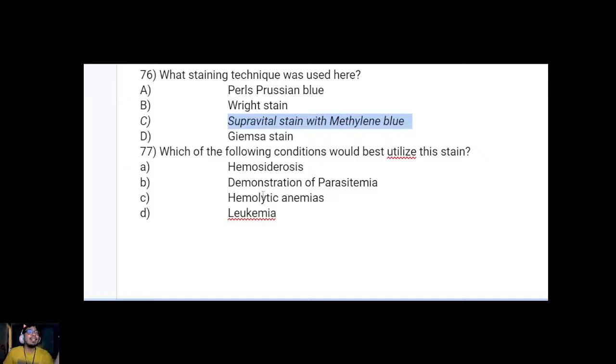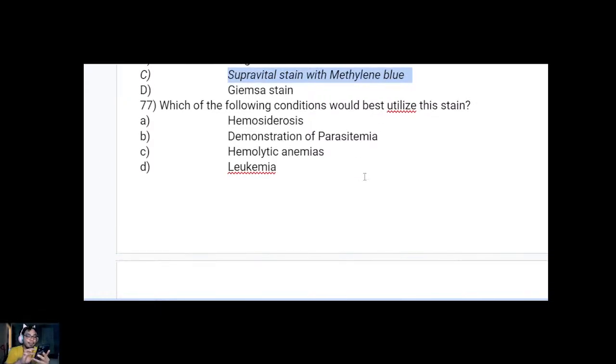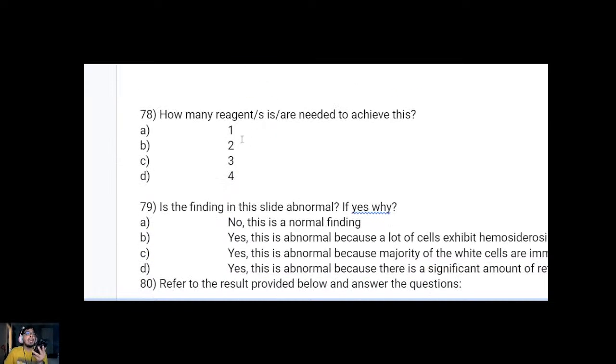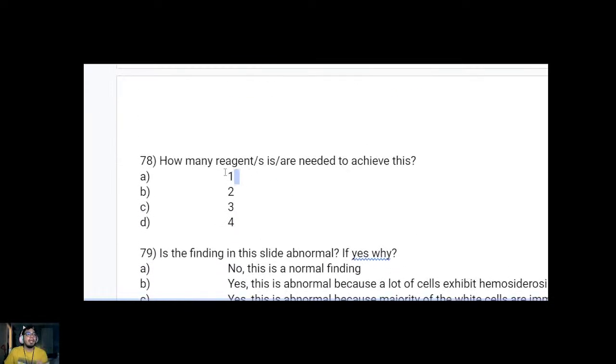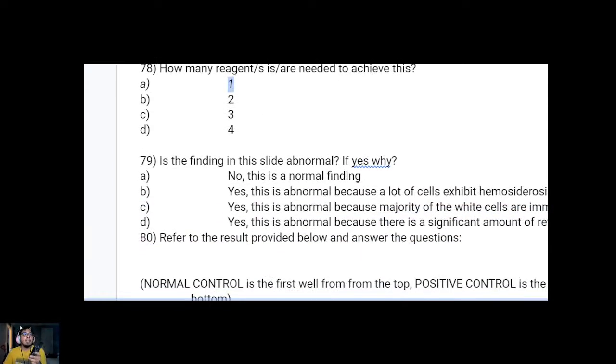Which of the following tests would be best used with this stain? It's for hemolytic anemias. Okay, that's the correct answer. Tama ba 77? Madami nagkamali kasi akala nila hemosiderosis daw. Okay, how many reagents are needed to achieve this? There's only one reagent because it's a supravital stain. Kailangan nyo idagdag immediately. Okay?